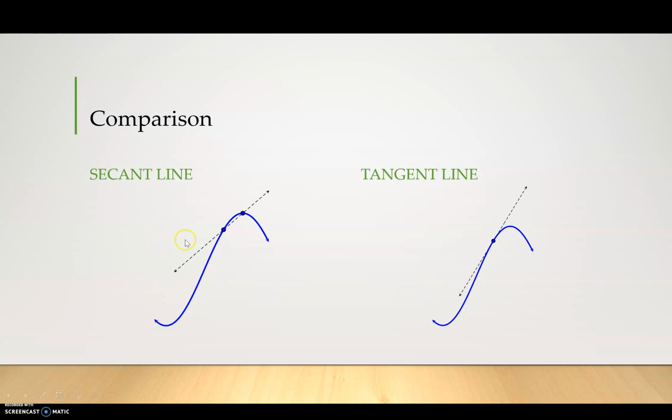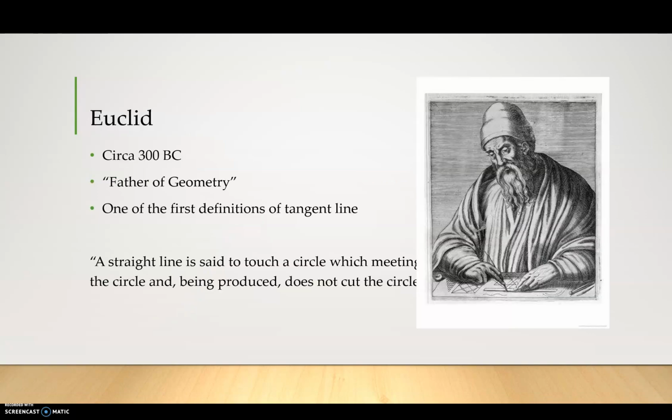So now that I've given you the idea of the difference between a secant line that touches in two places versus a tangent line which is supposed to touch in one place, we can talk about how this developed as a problem in history. I'm going to start off with Euclid, who is considered the father of geometry. We don't have a specific date for him. We just know he was around 300 BC.